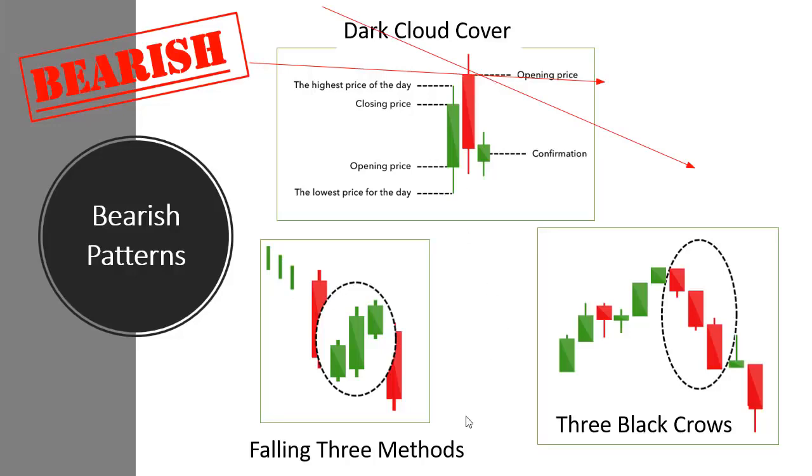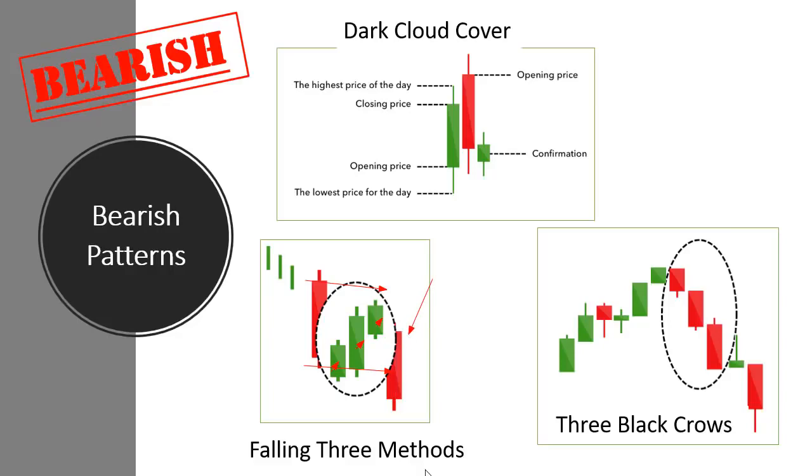Okay. Falling 3 methods, just the opposite of the rising 3 methods. The market or stock has been moving down, and then we get these 3 little body candles that fit within the body of this candle. They kind of fit in there, and then we get that follow through to the downside.